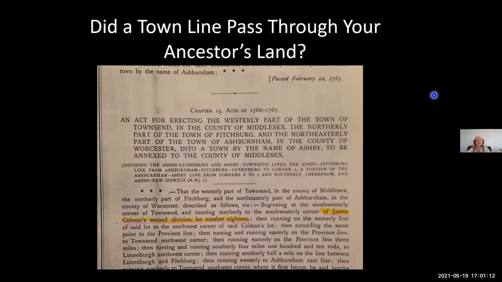And there's always that outside chance that one of these town lines went right through your ancestors' land. This comes out of the book that described the town of Ashby in Middlesex County as it was taken out of the town of Ashburnham, mostly, also part of Fitchburg. Okay, in 1767, this line was drawn from the corner of James Coleman's 2nd Division, lot number 18. So this is going to be in one of those old grid maps. And totally coincidentally, as I was flipping through one of these maps, because why not open the book if you see it on a shelf, right? And there was my ancestor. So that was pretty cool for me. I wrote a little how-to. If you end up finding these books or downloading these books, I'd be happy to send you a copy because there is so much in there.